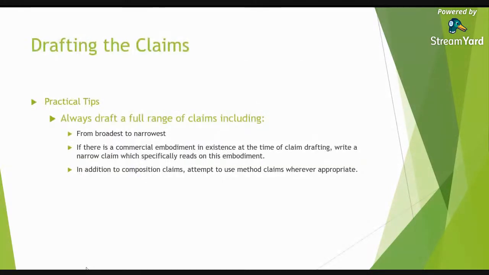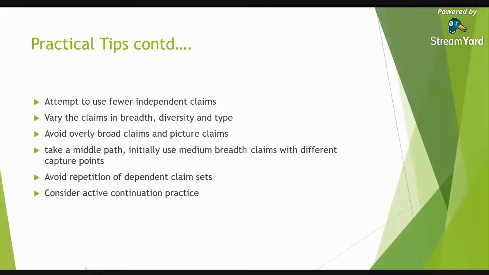Some of the practical tips: draft a full range of claims from broad to narrowest. If there is a commercial embodiment, see that whatever is your commercial product should be covered by your claims. If there is a composition claim or use claim, it should be included in that patent wherever appropriate. Attempt to use fewer independent claims. See that claims vary in diversity and type. As I told you, try to draft claims with different meanings.